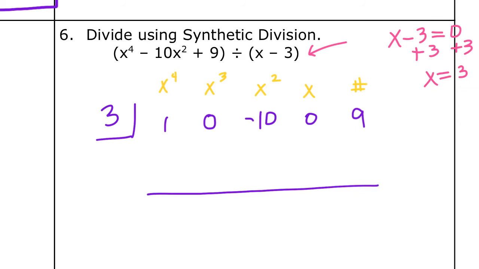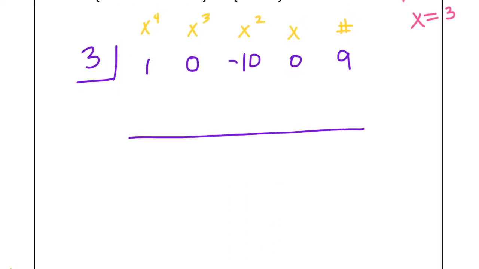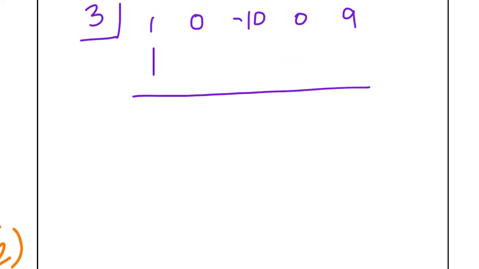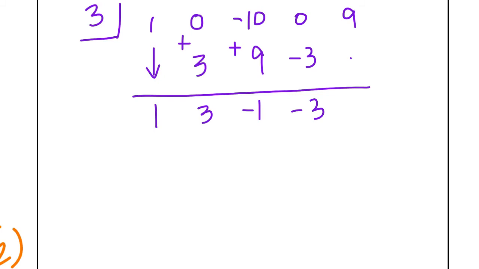Okay, so let's start our synthetic division. Bring the first term down. And then 3 times 1 is 3, and add those numbers. 3 times 3 is 9, and add those numbers. 3 times negative 1 is negative 3, add those numbers. And then 3 times negative 3 is negative 9, add those numbers, and that is 0. That 0 is our remainder. But the rest of it, that 1, 3, negative 1, negative 3, is the coefficients for my answer.